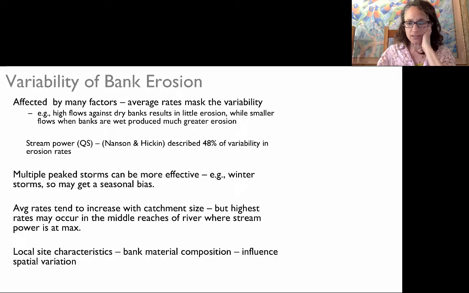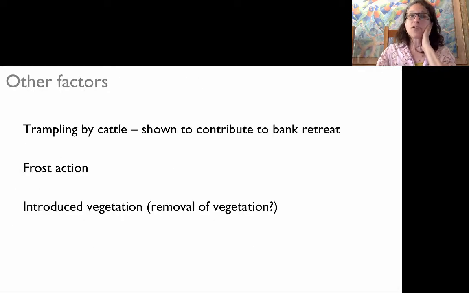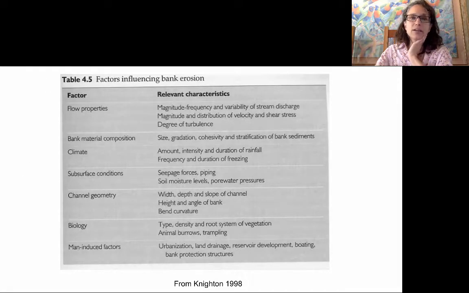Vegetation and bank material, of course, are really important. There are other factors that contribute to bank erosion. Grazing and trampling: cattle and sheep have been shown to contribute to bank erosion. Frost, freeze-thaw action, invasive vegetation and removal of invasive vegetation both affect bank erosion. And here is a nice little summary table from the great Knighton book of different factors that affect bank erosion.